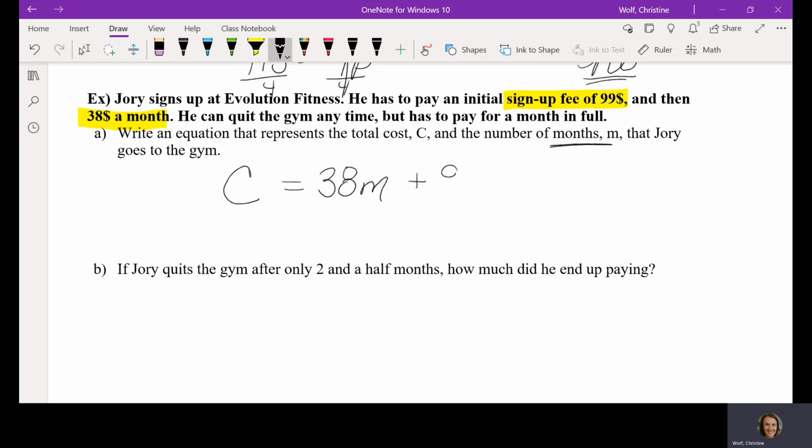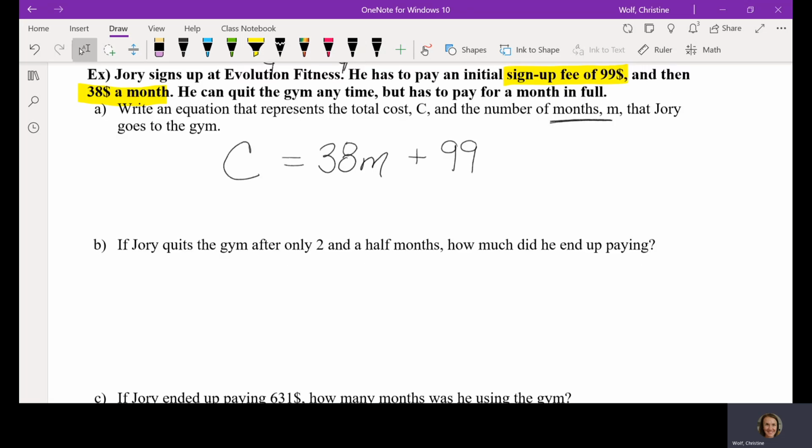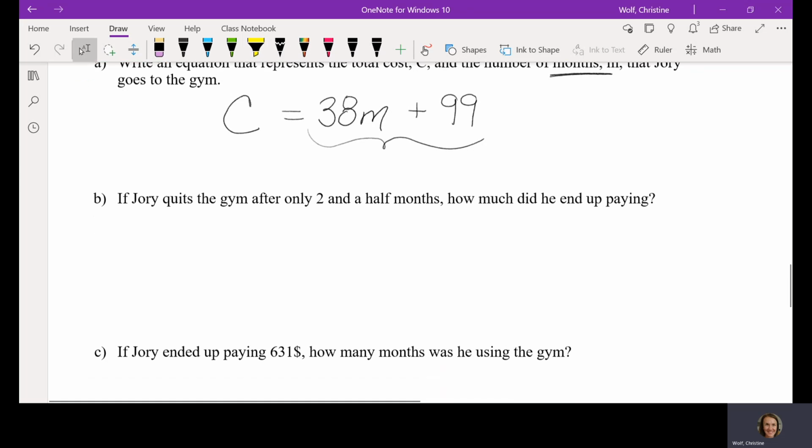But we also know that we have to tack on that $99 fee that he paid. So this represents how much he'll pay to the gym in total: $38 per month plus that one-time $99 fee. If Jory quits the gym after only 2.5 months, how much did he end up paying? So let's figure out his cost.